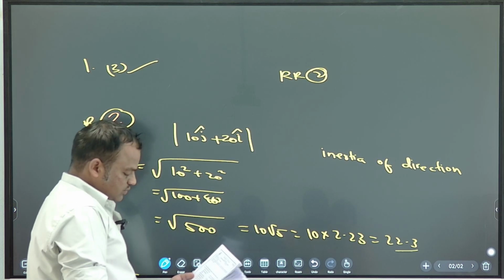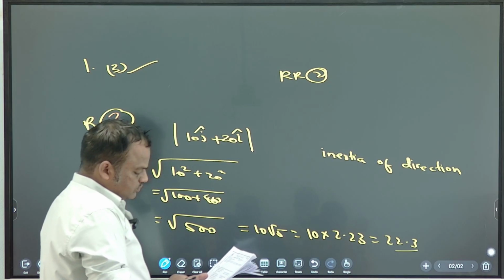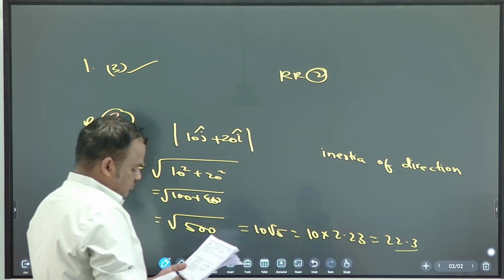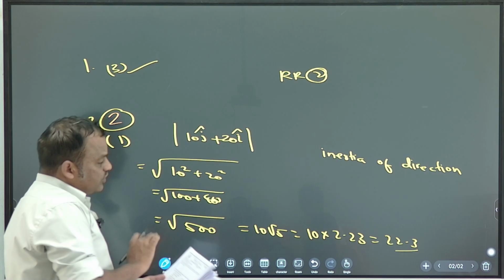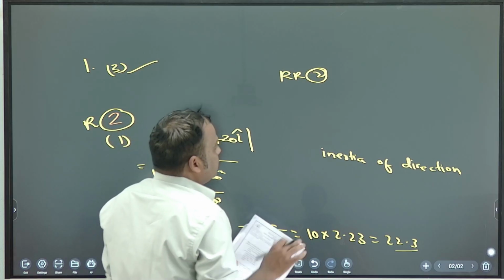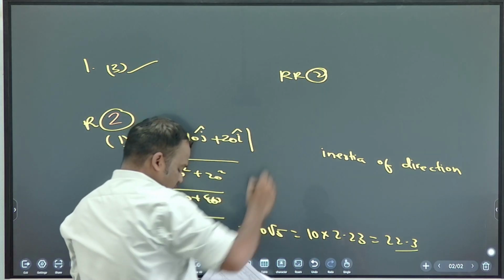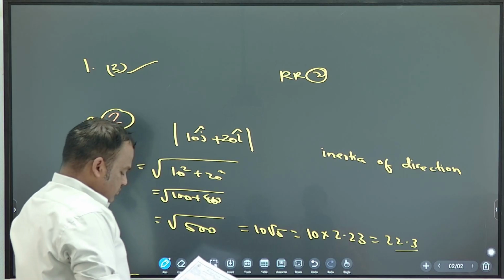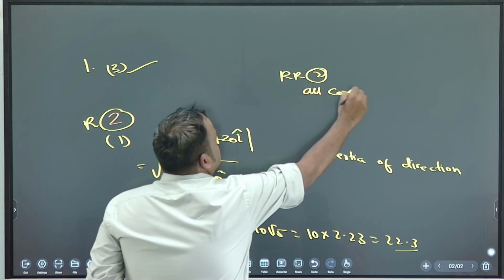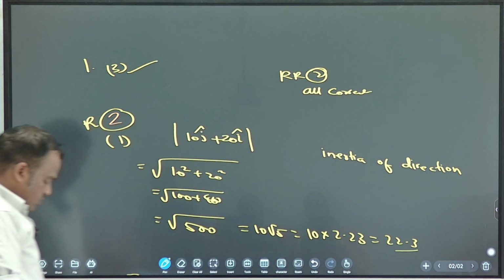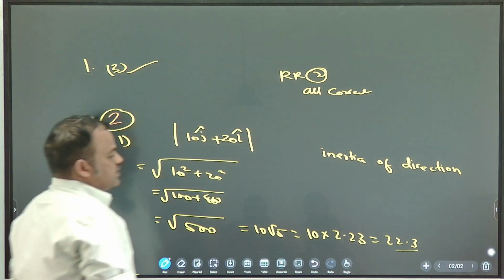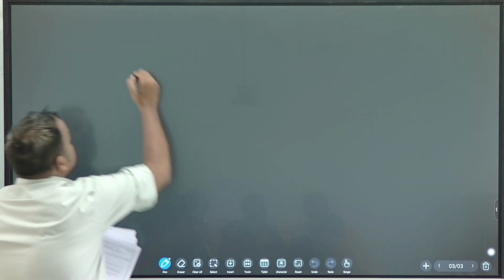All are correct, right? Actually all are correct. Fourth, what is the option, tell me? Actually all are correct, no doubt. All correct. Okay, so third: man getting down from a running bus falls forward, that is inertia of motion.